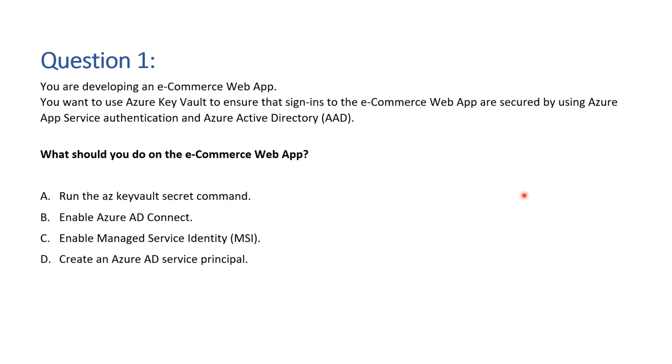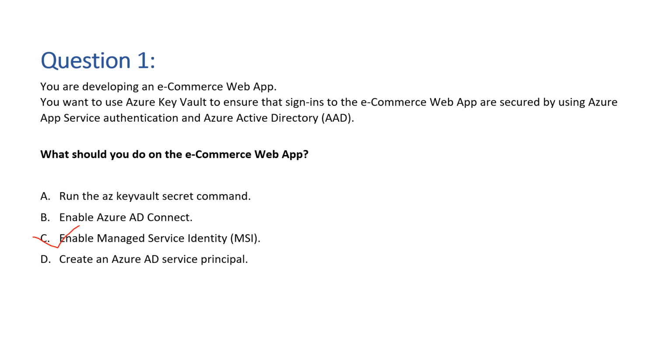So now the question is, you are developing an e-commerce web app and you want to use Azure Key Vault to ensure that sign-ins to the e-commerce web app are secured by using Azure App Service Authentication and Azure Active Directory. So what should you do on the e-commerce web app? Option one is run the AZ Key Vault secret command. Number two, enable Azure AD Connect. Number three, enable the MSI, Managed Service Identity. And number four, create an Azure AD Service Principal. So let's see which is the correct one.